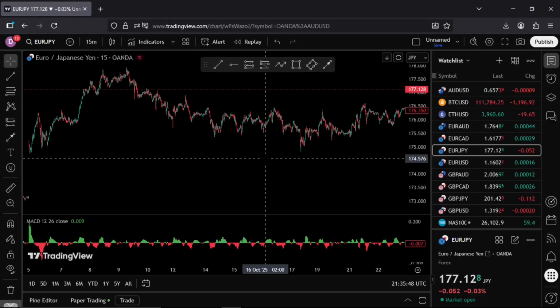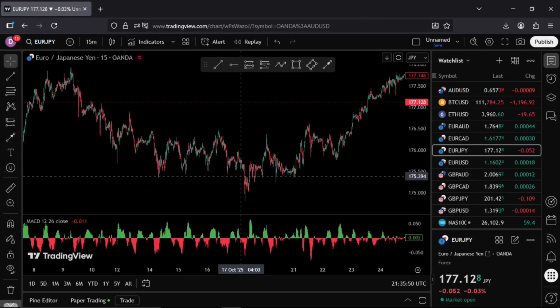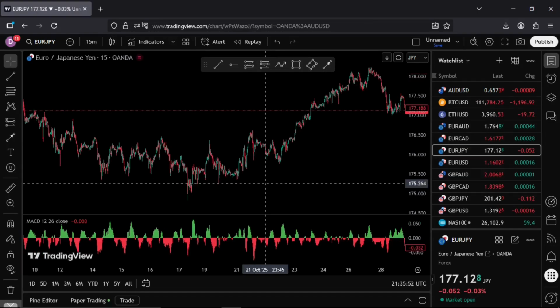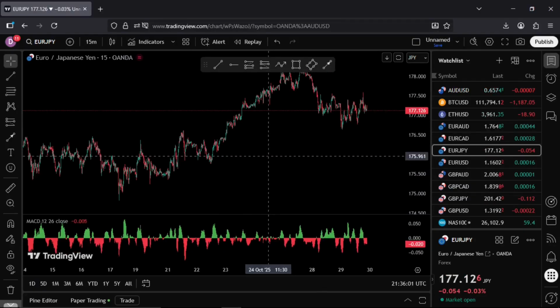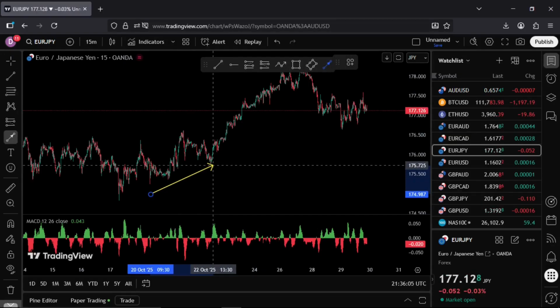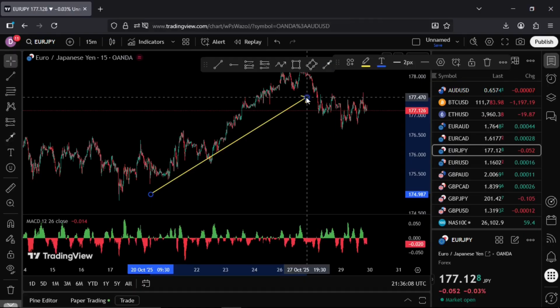So this indicator is something that you could use if you're finding trouble identifying your lows and highs in the trend. Okay, so now let's look at an uptrend. As you can see, this part right here, price was going up. So this right here will be considered an uptrend.